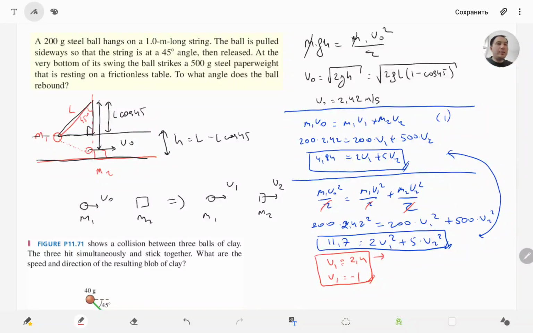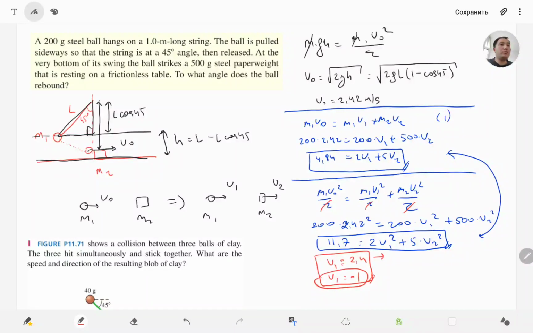What does it mean? It means there wasn't any collision, but we know that it collided with a heavy 500 gram object, so we should expect a change in velocity. The second one is negative one. Negative means it will rebound, it will go back, which is logical, and the velocity magnitude is 1. So in terms of physics, the second one is acceptable. We choose the second possible answer, velocity equal to minus 1. Minus means just direction, it will go back, rebound. 1 is the magnitude of the velocity.